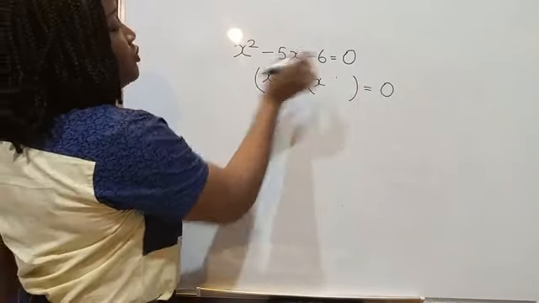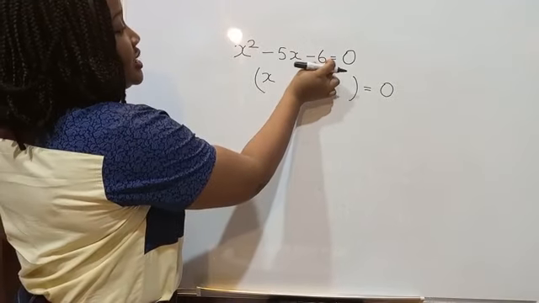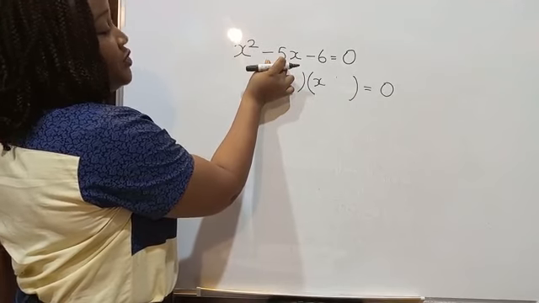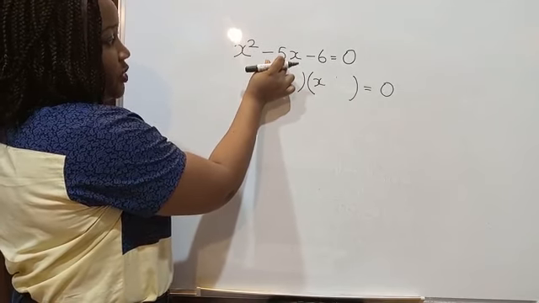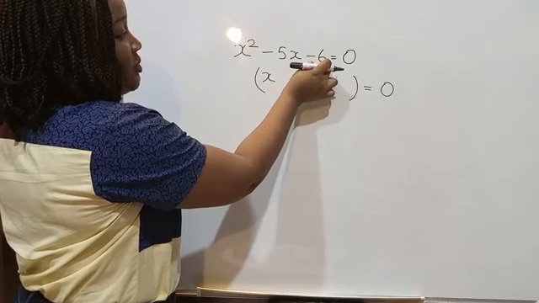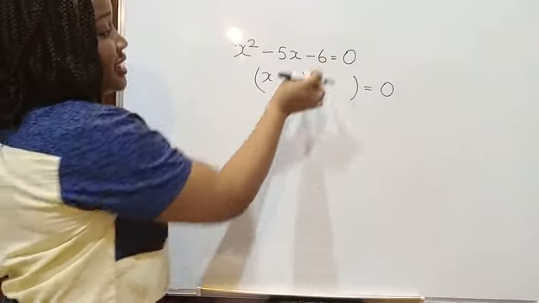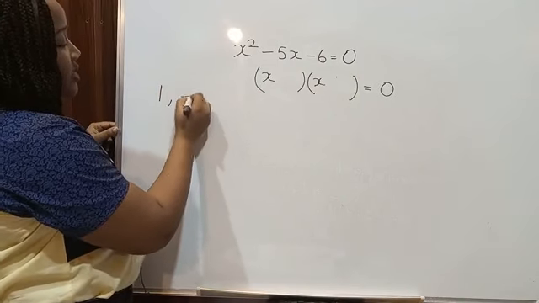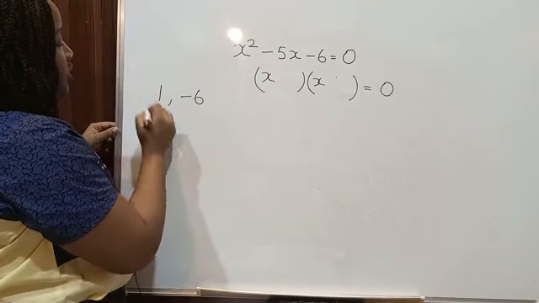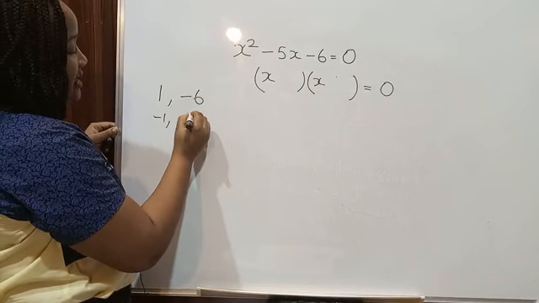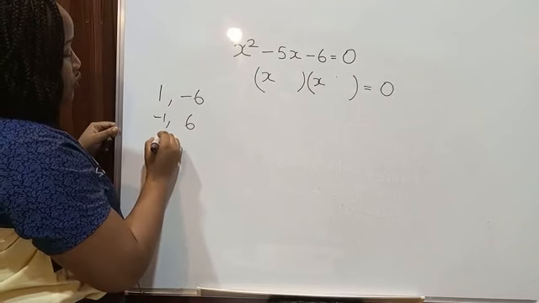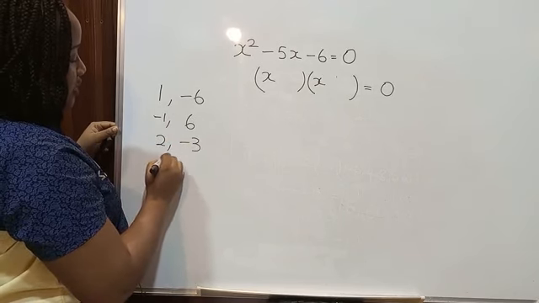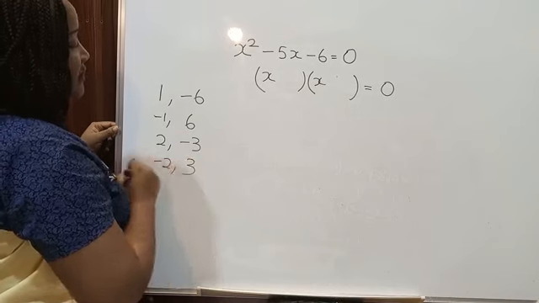Now you look for two numbers that will multiply to give you minus 6 and add to give you minus 5. So we look at the factor pairs of minus 6: 1 and minus 6, minus 1 and 6, 2 and minus 3, minus 2 and 3.